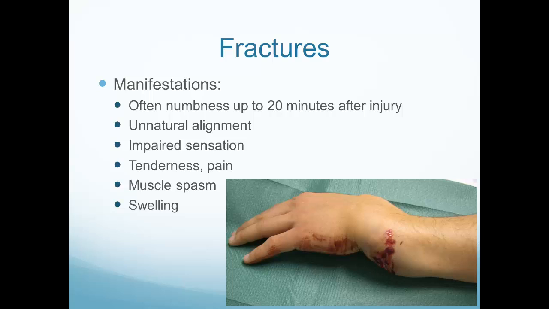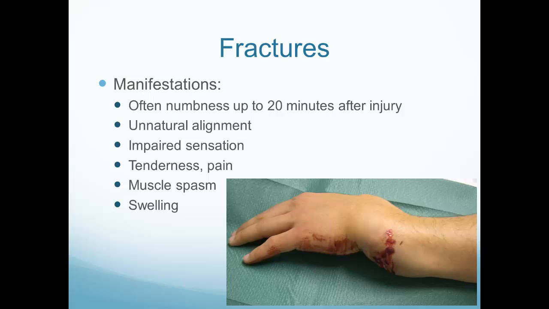We may have numbness up to about 20 minutes after the injury. That's a protective mechanism of the body to try to keep us from having extreme pain, because obviously it's going to hurt. We see the unnatural alignment here, and then the impaired sensation. There could be some nerve involvement that's causing impaired sensation. Even if we don't have unnatural alignment like we do here with a displaced fracture, just having the fracture itself is going to cause swelling at the site. Nerves run right along the bones, so we can have impaired sensation from that aspect.